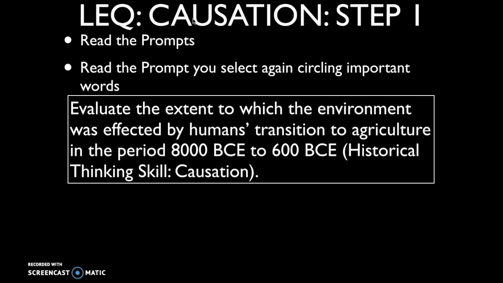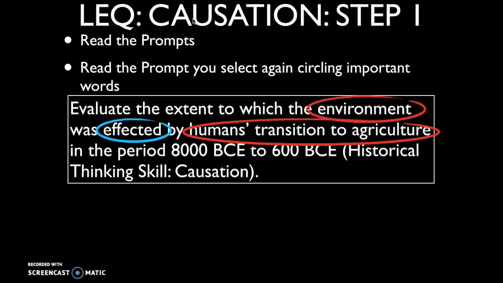So in this particular prompt, my feeling, the single most important word is probably affected, because it ensures that you're focusing on the proper thing, which is the effects and not the causes. This is a causation essay, but a causation essay that ultimately wants you to focus first and foremost on the effects. It's the effects of what? Well, the effects of humans' transition to agriculture. So hopefully you understand that what they're asking about is the Neolithic Revolution or the agricultural revolution. And then it's not just any effects they want you to focus on. They want you to focus on those environmental effects.